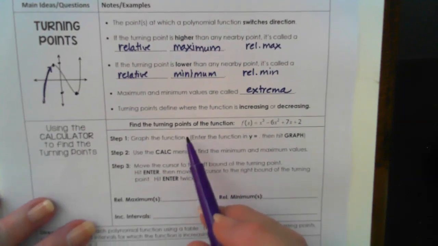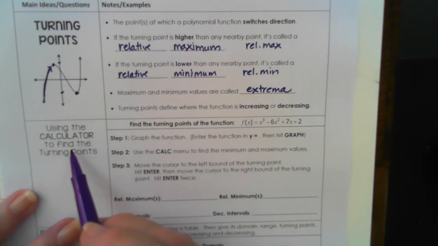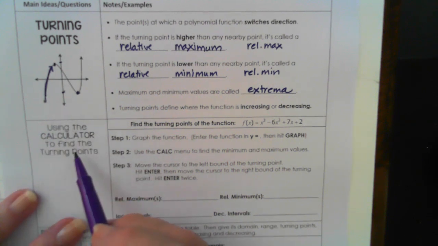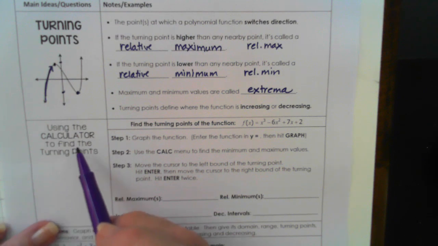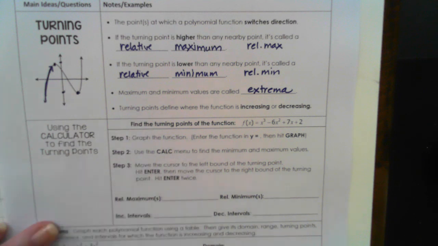So we want to find turning points on the function, and it says right here, using the calculator to do so. So you need to pause this video and grab your graphing calculator. So please pause the video, grab your graphing calculator, and then come on back.